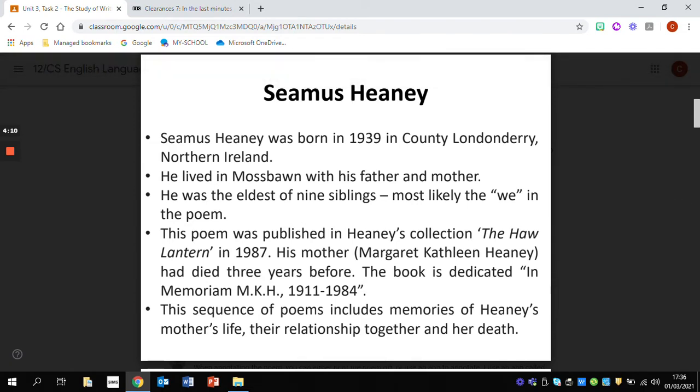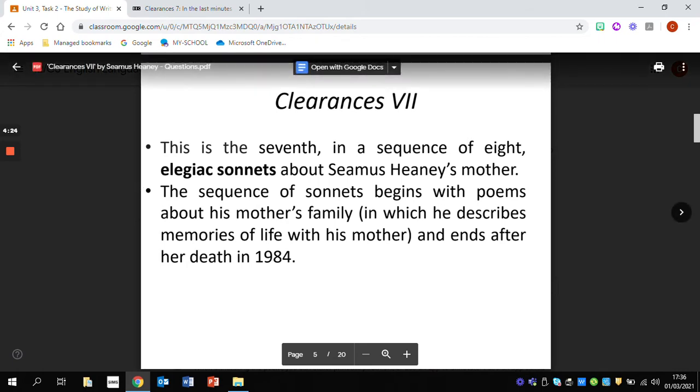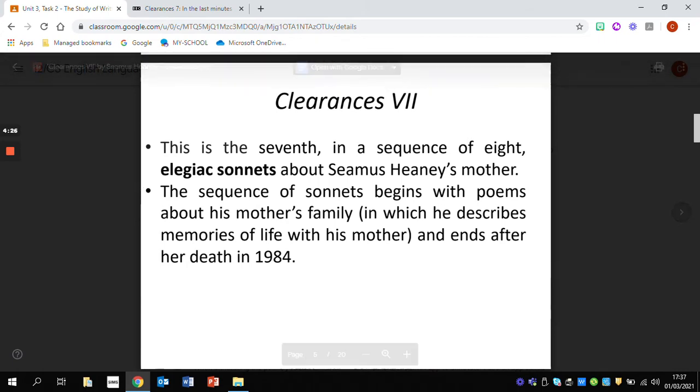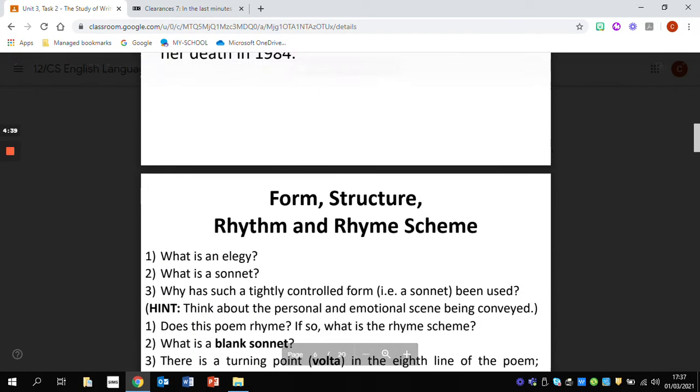The sequence of poems, a series of poems, details Heaney's relationship with his mum right through Heaney's life until his mother's death in 1984. It's the 7th in a sequence of 8, and it begins with his mother's life, obviously culminating in her death, and that's where the 7 comes from. If you think of 7 out of 8, it's coming towards the end.